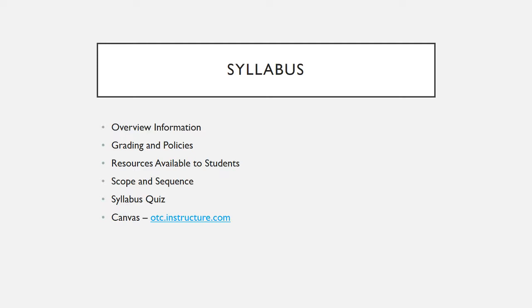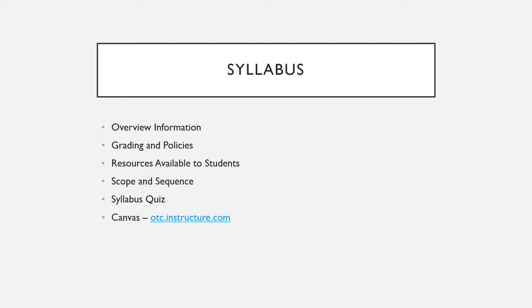Now we'll get started looking at Canvas and looking at our syllabus. Always remember, if you have any questions, that the syllabus for your course contains overview information, grading and policies, links to resources that are available to all students. It also shows some information about our schedule in a separate document.